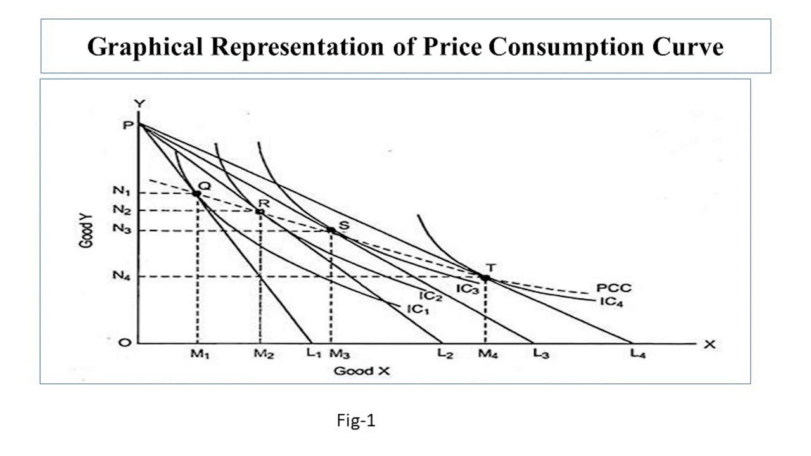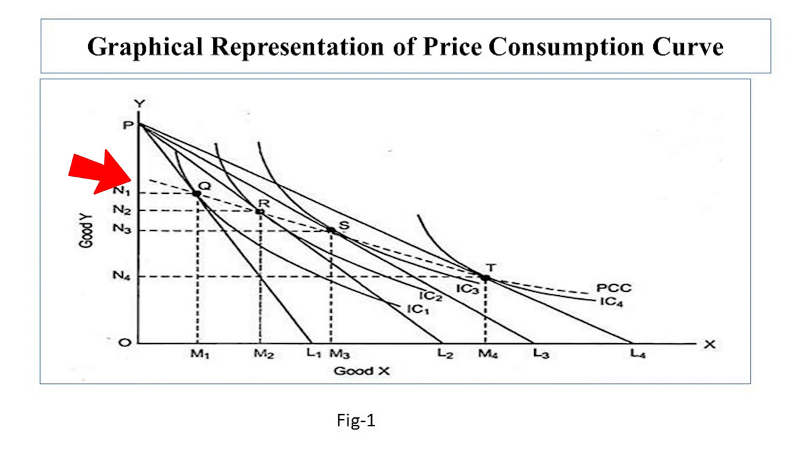Now we will see the graphical representation of price consumption curve. As shown in figure 1, with given prices of goods X and Y and a given money income as represented by the budget line PL1, the consumer is in equilibrium at Q on indifference curve IC1. In this equilibrium position at Q, he is buying OM1 of X and ON1 of Y commodity.